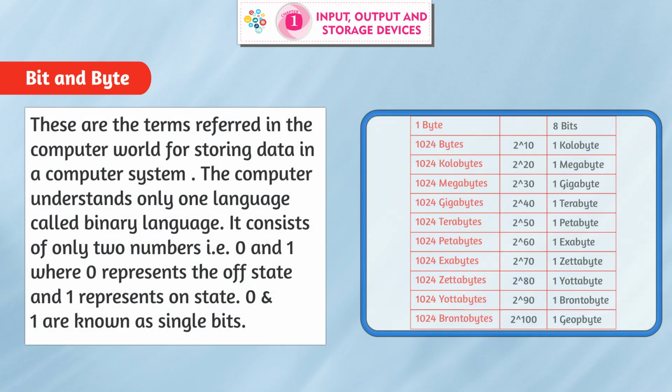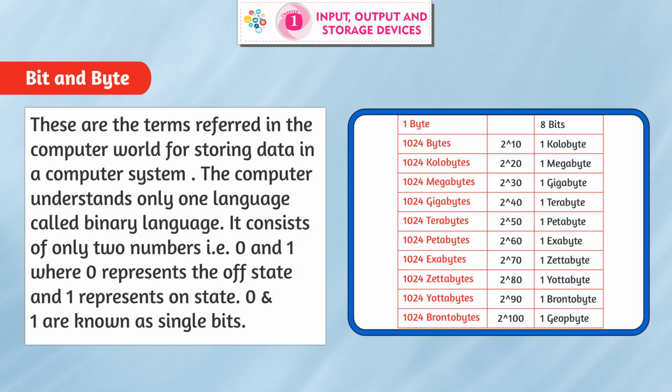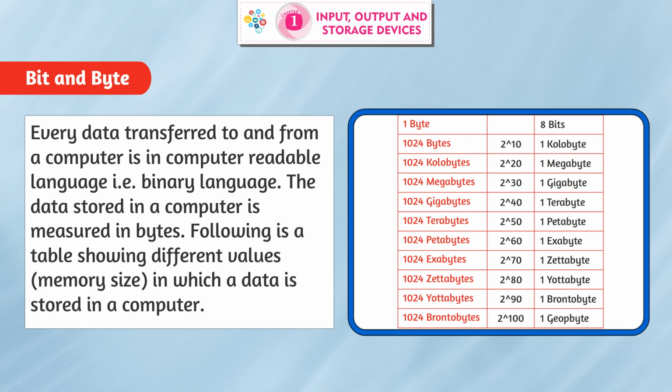Bit and byte. These are the terms referred to in the computer world for storing data in a computer system. The computer understands only one language called binary language. It consists of only two numbers, that is 0 and 1, where 0 represents the off state and 1 represents on state. 0 and 1 are known as single bits. Every data transferred to and from a computer is in computer-readable language, that is binary language. The data stored in a computer is measured in bytes. Following is a table showing different values, memory size, in which data is stored in a computer.